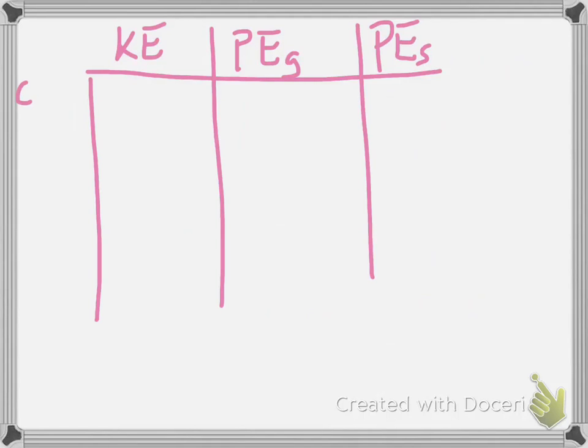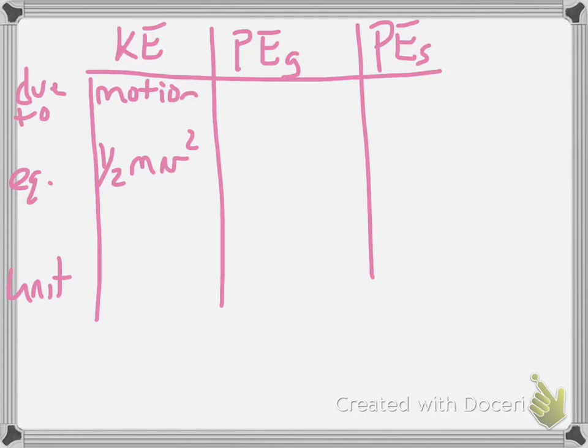And the kinetic energy is due to motion. And the equation for kinetic energy is 1/2 mv squared. So 1/2 times the mass of the object times its velocity squared. And the units are joules. Or if you wanted to get fancy and you keep these units here, it could be a kilogram meter squared per second squared, and that's acceptable as well.